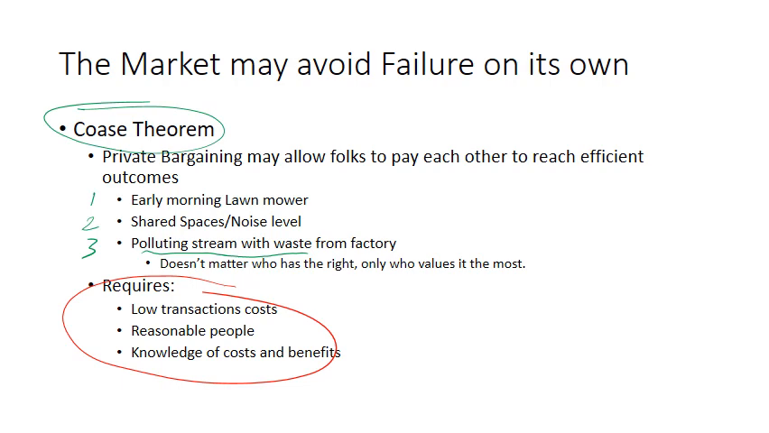ability for people to get the information they needed cheaply, that they were both reasonable in terms of their expectations. They weren't going to lie about how much stuff was actually going to cost or about how much it was worth to them. And they had a good sense of the costs and benefits that were involved. Oftentimes, those things aren't that easy to come by.